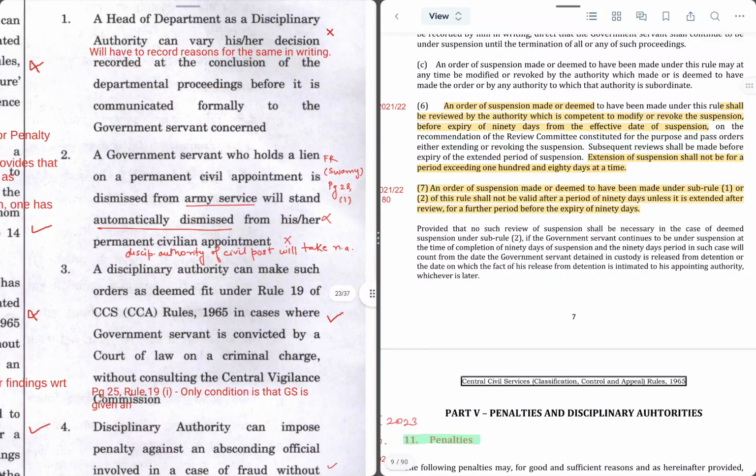Statement 2 says a government servant who holds a lien on a permanent civil appointment is dismissed from army service and he will stand automatically dismissed from his or her permanent civilian appointment.